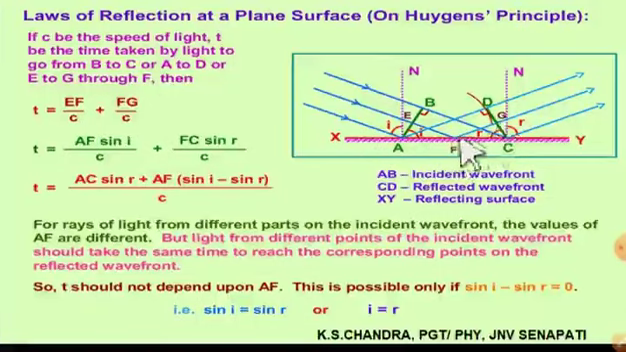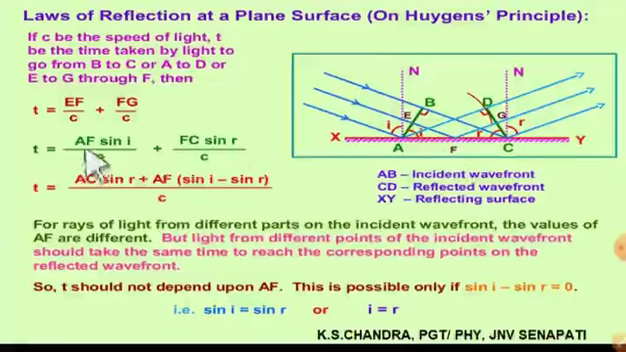The time taken will be what? Distance FG divided by c, right? So the sum of the time taken by the light waves from E to F plus from F to G will be the time taken by the light wave from B to reach up to C. Got it? That time is denoted by small t. So if the time taken by the light wave to reach from B to C is the same as the time from E to reach this G through this F, then we can certainly prove that your angle of incidence is equal to angle of reflection.